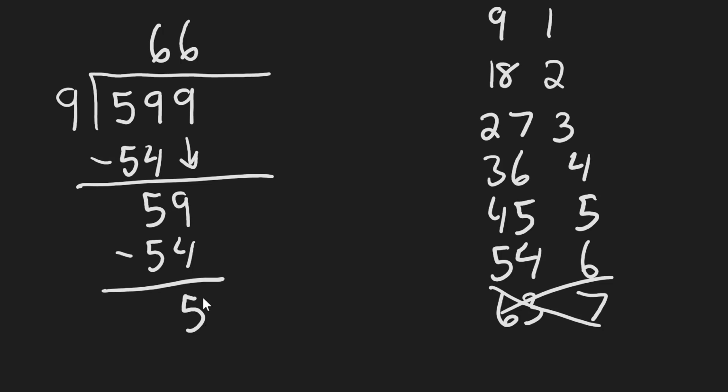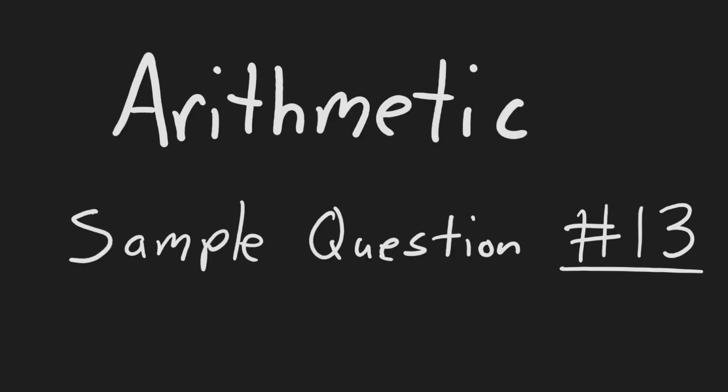And so the answer is 599 divided by 9 is 66 and 5/9. And 5 is the remainder. 5 is what's left over, and so 5 is the remainder. 5 is the answer.